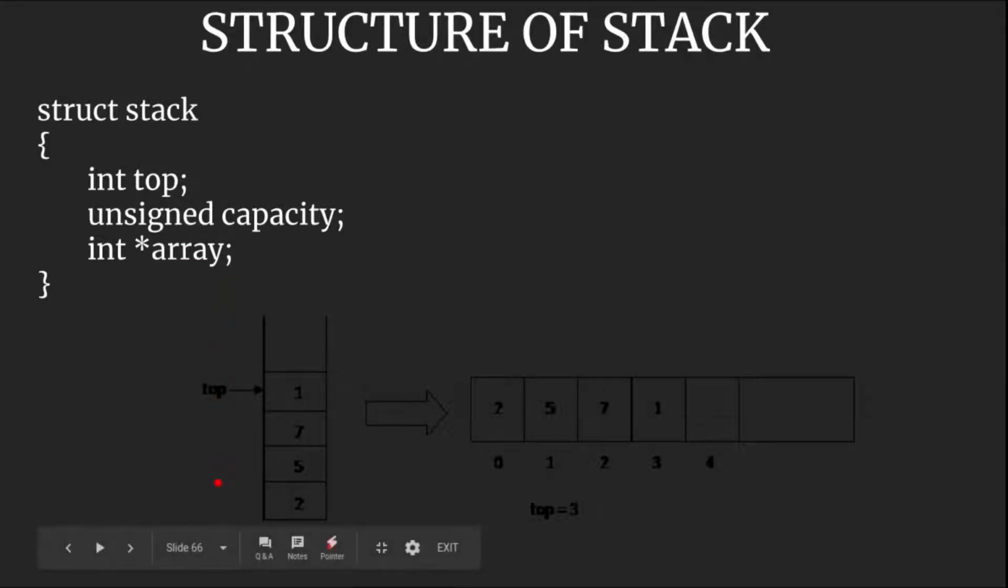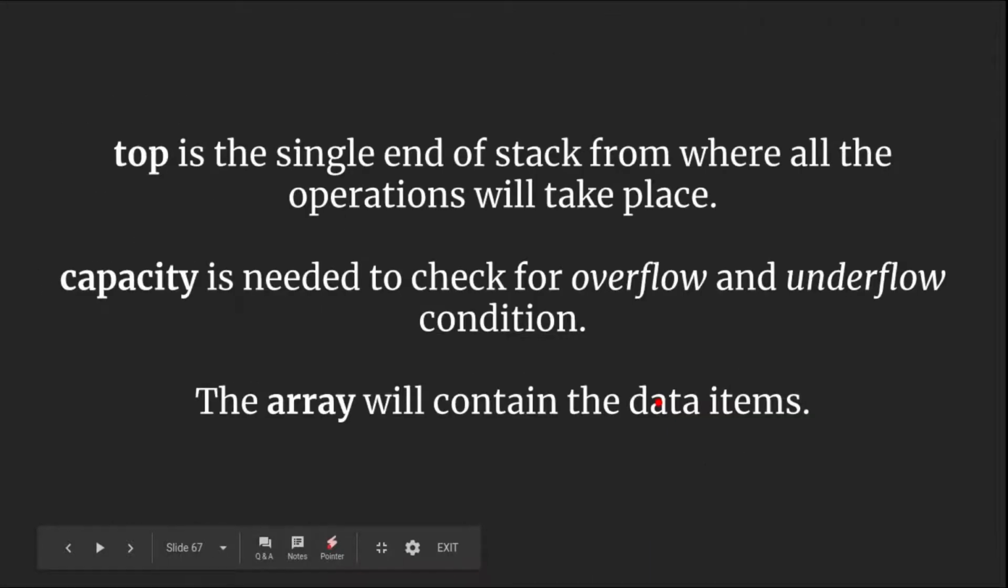In this diagram we can see the stack is 1, 7, 5, 2, where the top element of the stack is 1. Now if we implement it as an array, then the last element added into the array will be the top of the stack. As you can see, there are 4 indexes, 0, 1, 2, 3, and the last index, that is 3, contains the top of the stack. So top is the single end of the stack from where all the operations will take place. Capacity is needed to check for the overflow and underflow state of the stack. And lastly, the array will be used to contain the data items.